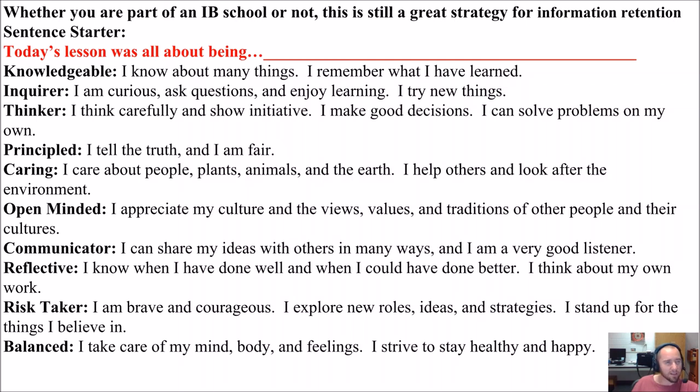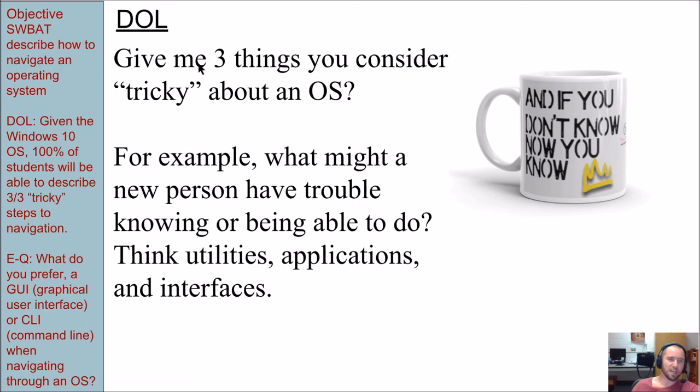Think back to the lesson, and overall, what is this lesson a reflection of? Here's your DOL. Give me three things you consider tricky about an operating system. So for example, I would say something like a new person would have trouble doing something. So like think about all the words we went over, the words like utilities, applications, and interfaces. Go ahead and say what would be tricky about manipulating one of these things. So essentially here you're telling me what you didn't know, but now you know.